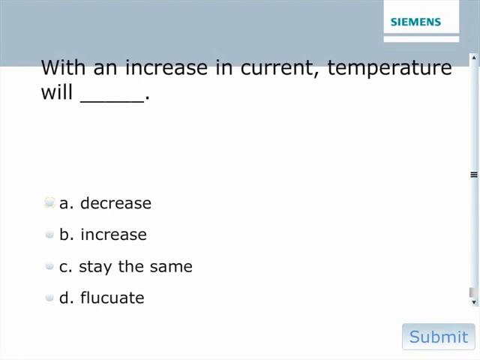Let's begin our final exam. Question 1. With an increase in current, temperature will blank. Is it A, decrease, B, increase, C, stay the same, or D, fluctuate?